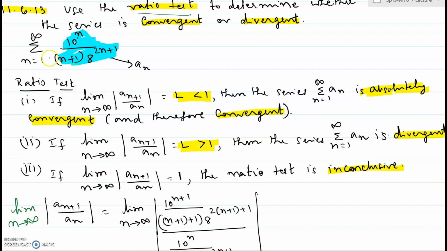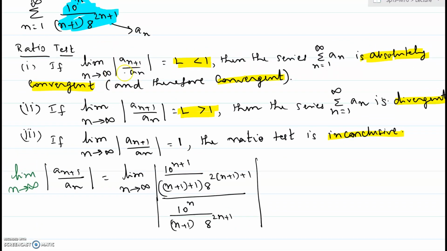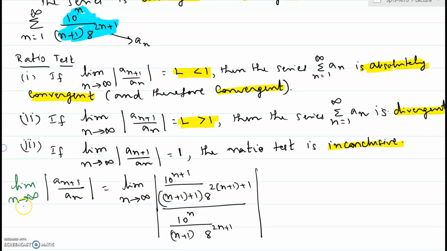So the given series is sigma 10 to the power n over (n plus 1) times 8 to the power 2n plus 1, and this expression in blue is a sub n, or the nth term of the series. So now we are going to consider the ratio in the ratio test, which is the limit as n approaches infinity of a sub n plus 1 over a sub n. So we are going to find the limit as n approaches infinity of the absolute value of a sub n plus 1 over a sub n.